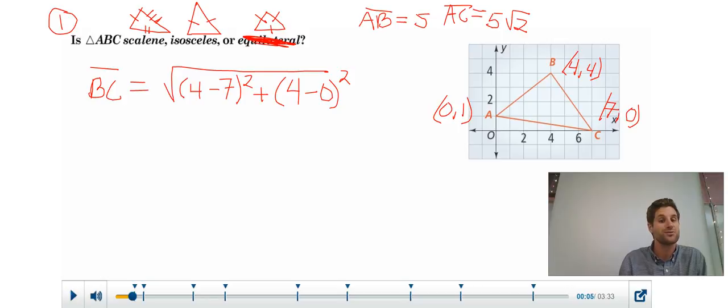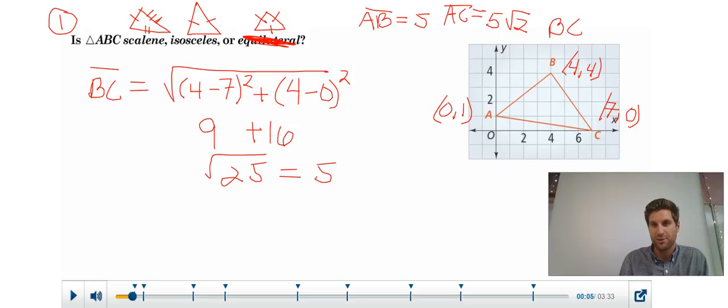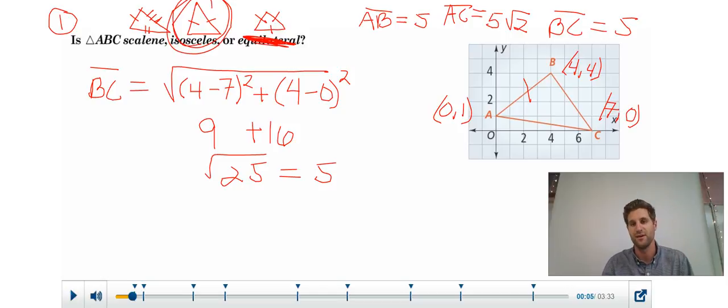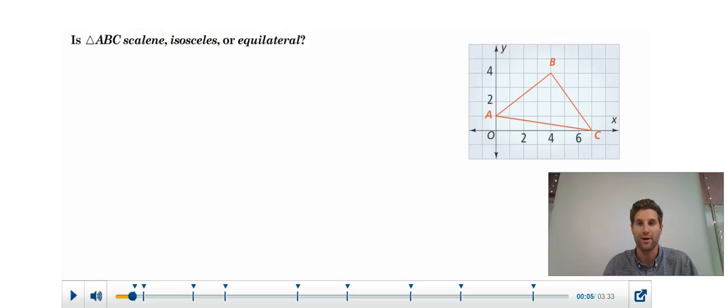4 minus 7 is 3, 3 squared is 9, 4 squared is 16, which means I'm going to get 25. Square root of 25 is going to give me 5. So it looks like I was right in my assumption. BC equals 5. Okay, so my assumption has been verified. These are congruent. So our answer is isosceles. Okay, so 2 congruent sides, 1 non-congruent side. We were right. Okay, let's go ahead and move on to our next problem.